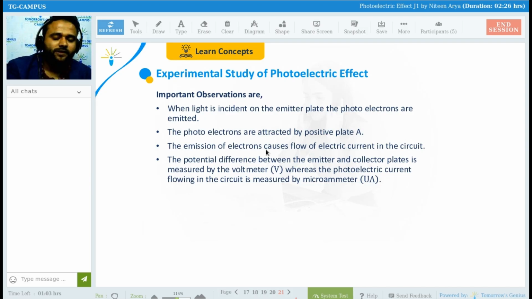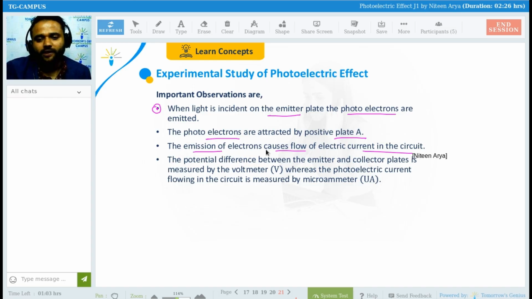Now, important observations: what we observe from the experimental study of the photoelectric effect. When light is incident on the emitter plate, photoelectrons are emitted. The photoelectrons are attracted by the positive plate. The emission of electrons causes a flow of electric current in the circuit. The potential difference between the emitter and the collector plate is measured by the voltmeter, whereas the photocurrent or photoelectric current, which is a minute current, a very small amount, is measured by the microammeter.